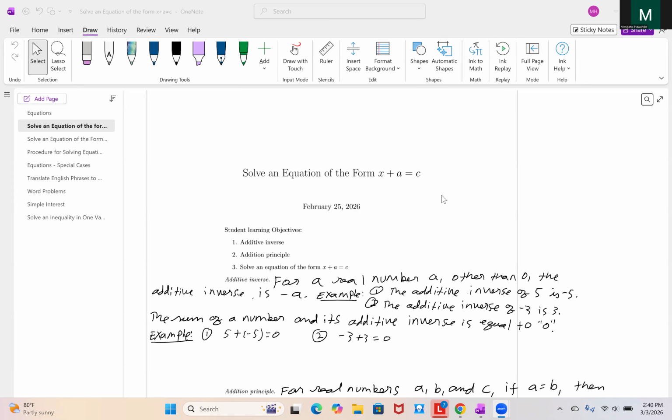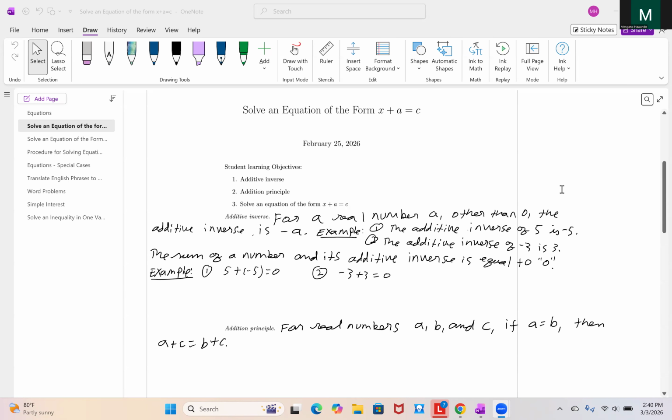Additive inverse. For a real number a other than 0, the additive inverse is negative a. Example: the additive inverse of 5 is negative 5. The additive inverse of negative 3 is 3. The sum of a number and its additive inverse is equal to 0.